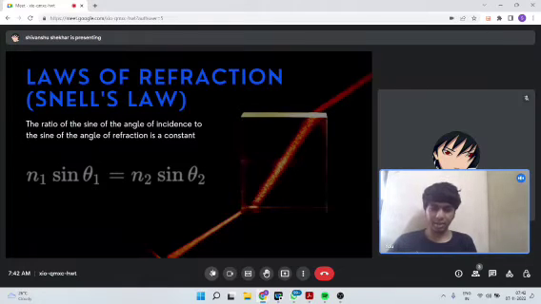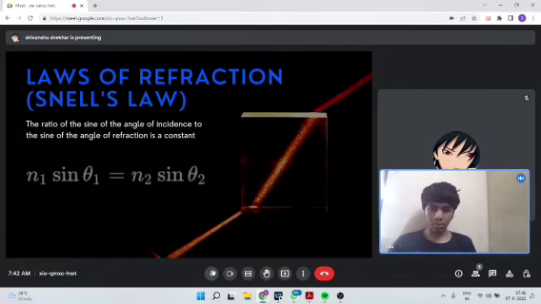Moving to the refraction part. In refraction, the main law which is followed essentially is Snell's law. Snell's law states that the ratio of the sine of the angle of incidence to the sine of the angle of refraction is a constant.